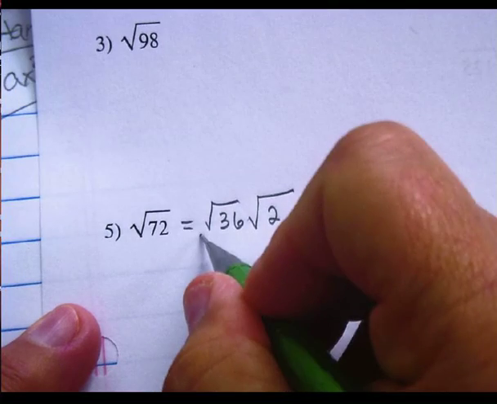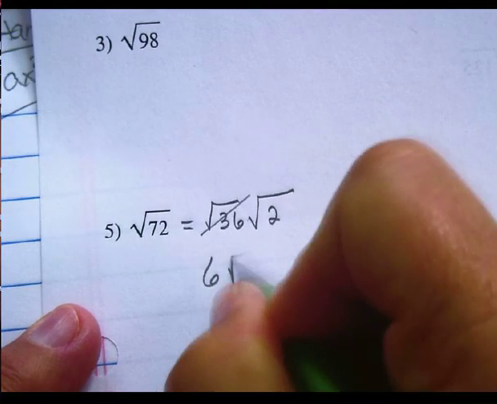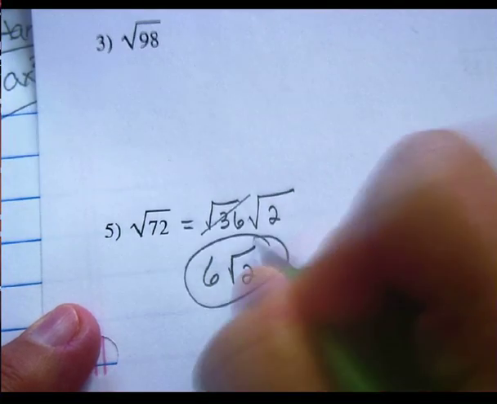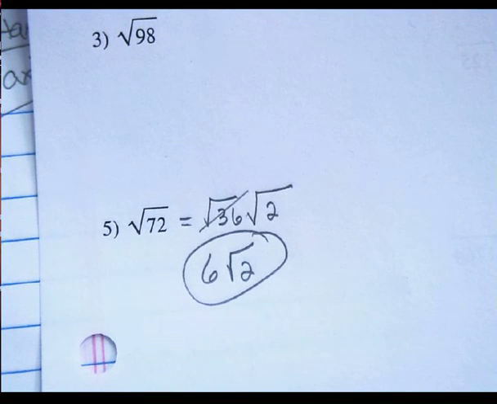The reason being is because 36 reduces to 6, and I have a radical 2. So this is part 1 of understanding the quadratic formula.